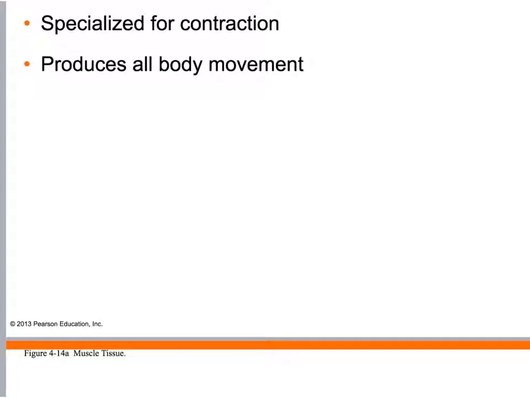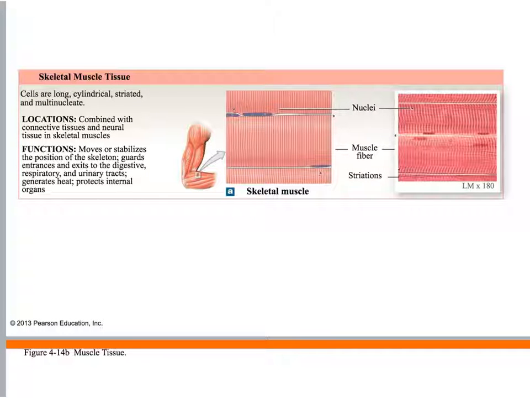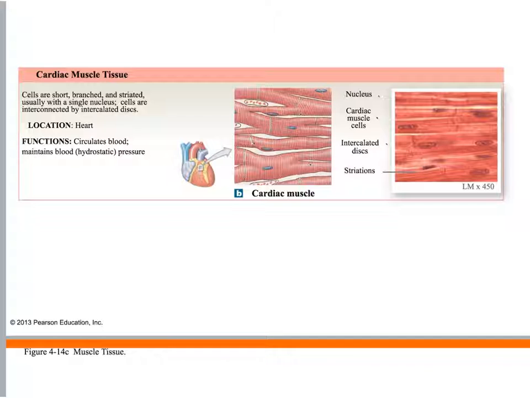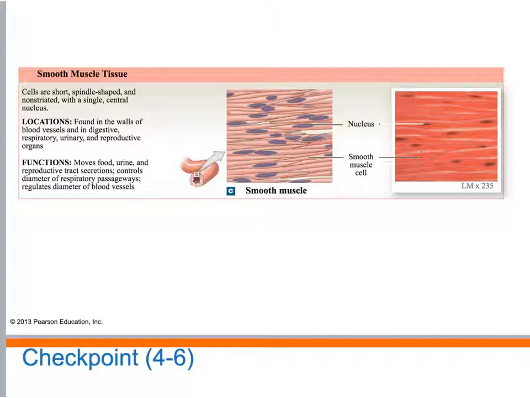Now, the functions of muscle tissue are 2. Number 1, it's specialized for contraction, and number 2, it produces all body movement. This is an example of skeletal muscle. This is an example of cardiac muscle. This is an example of smooth muscle.